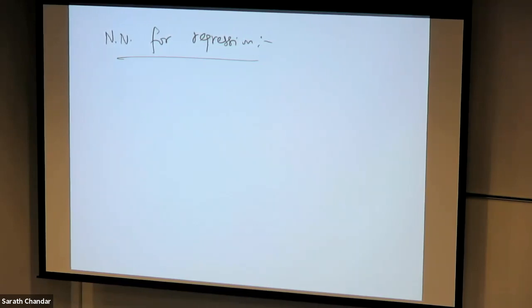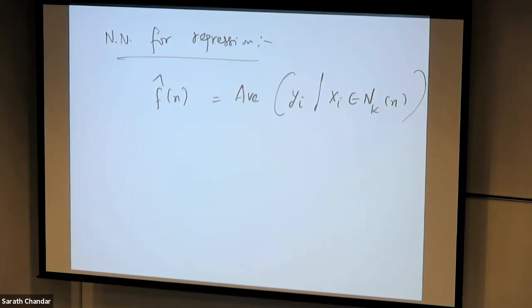If you remember, in terms of classification, you took majority voting, right? Instead of that, you can just average. So f hat of x is going to be the average of yi given xi belongs to the neighborhood, right? So this is another possible regression algorithm. You can do nearest neighbor and regression with it, okay? So first let's try to analyze this algorithm, okay?